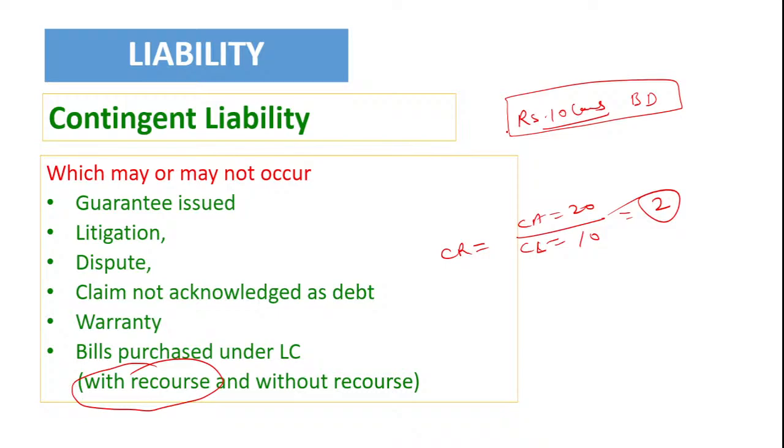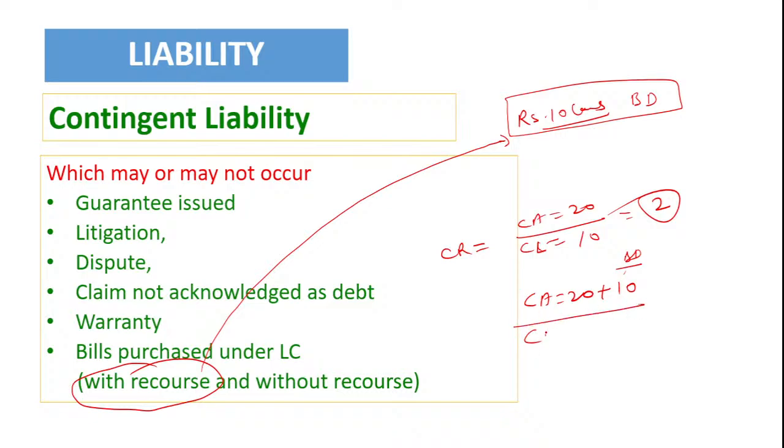Now if you find in the footnotes that the company got its bill discounted for 10 lakh rupees and it is with recourse, matlab if the debtor does not pay, then the bill discounting bank has the right to claim the amount from the borrower. In this case what you will do, current asset is earlier 20, now you add 10. 10 is what? This is the book debts.